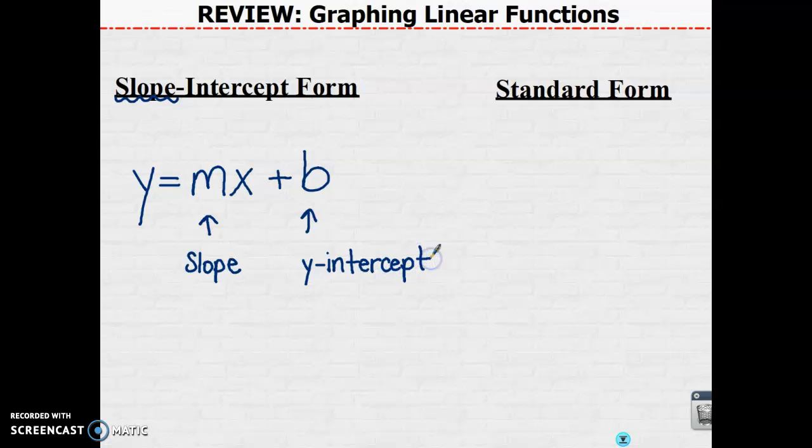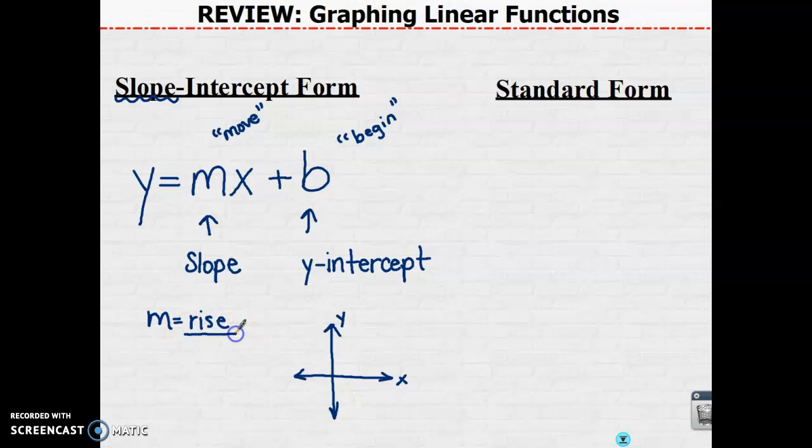So it will be where our line crosses the y-axis. Remember, on a graph, the y-axis is your vertical axis. So this will be where the line crosses the y-axis. I like to say b is for begin. So that can be our beginning point when we go to graph. And then I say m is for move. So once we know where to begin, then we can move using the slope. That tells us the rate of change, or we measure that with rise over run. So very familiar stuff there.